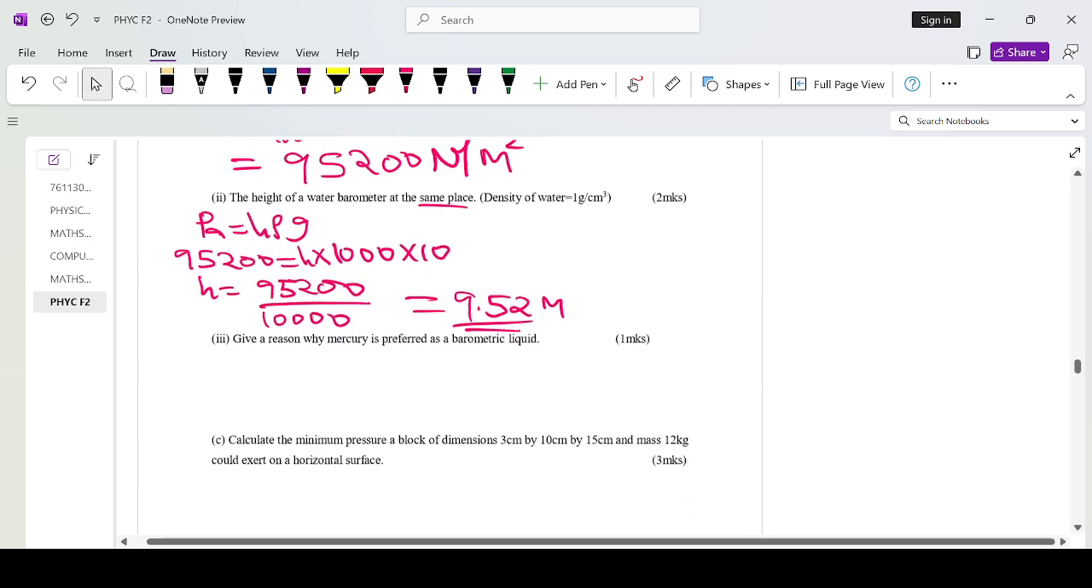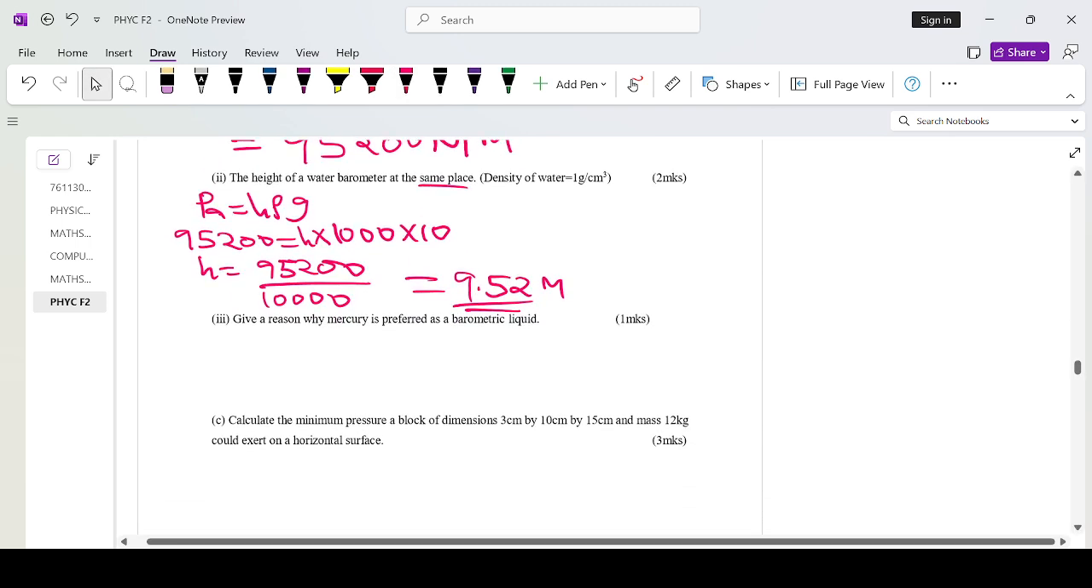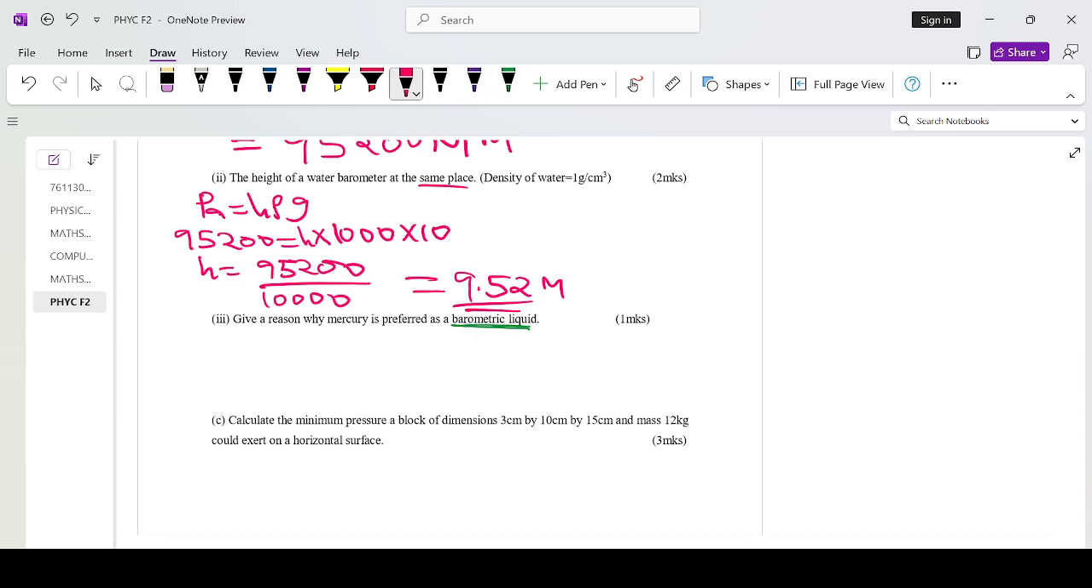There's nothing difficult there. Give a reason why mercury is preferred as a barometric liquid. Learners, underline the word barometric. There's a difference between this question and the one where they are comparing it with alcohol as a thermometer. So please get the main difference, barometric. You may be told, give a reason why water is not preferred as a barometric liquid. So get the difference.